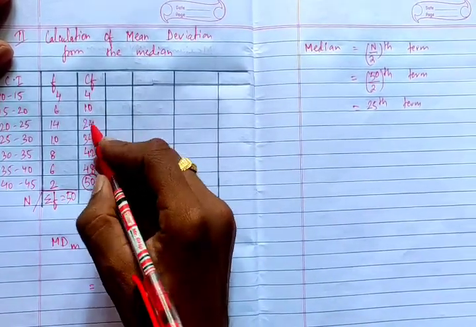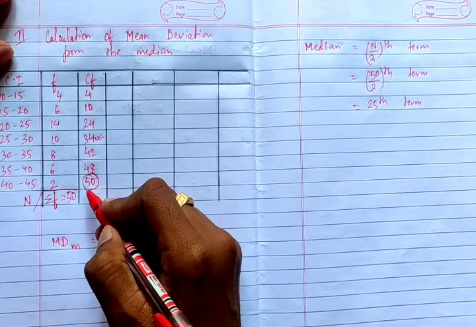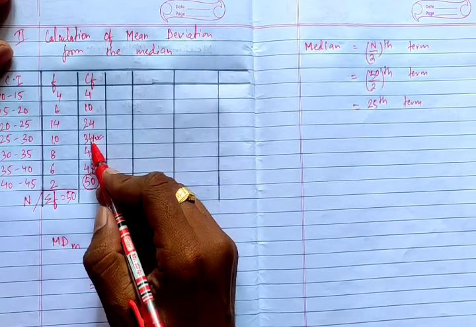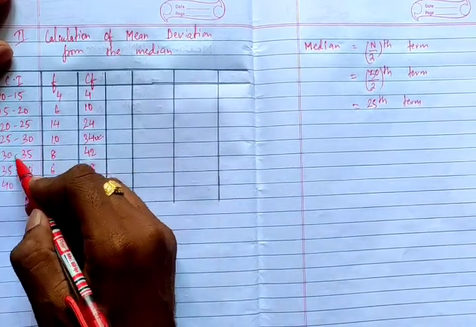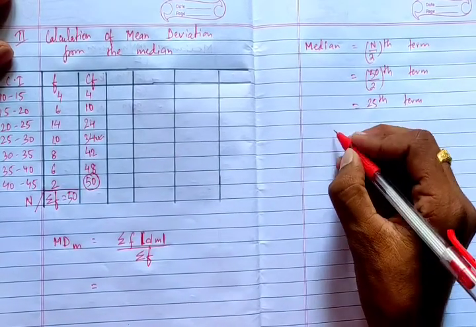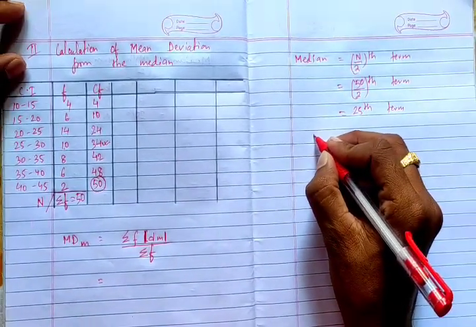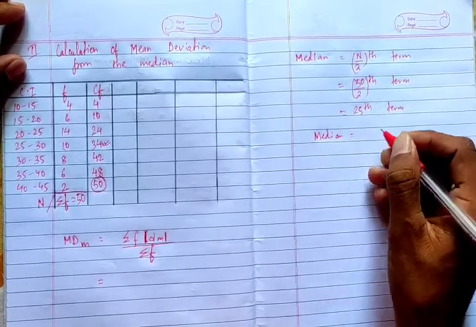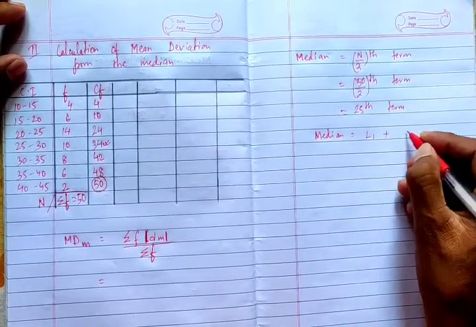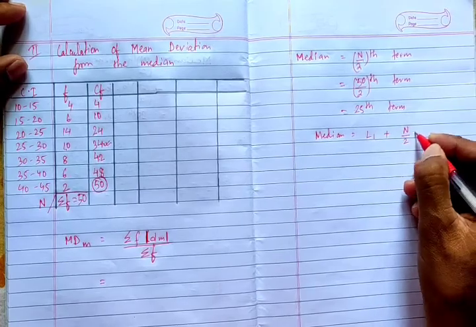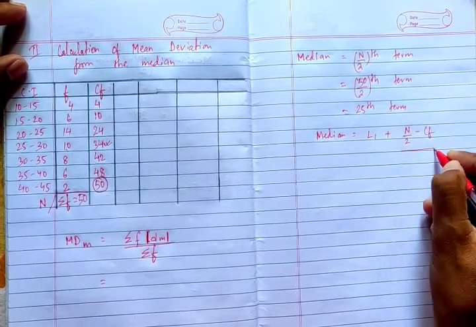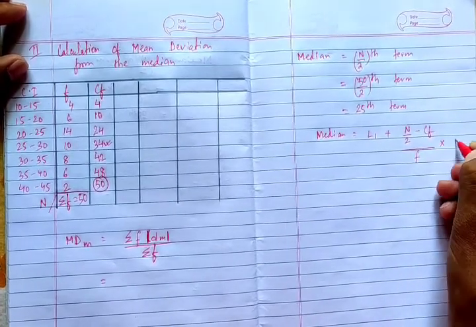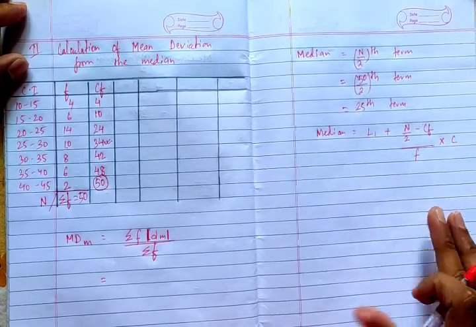Now we have to see where this 25 is lying in CF. So it lies here in 34. So what is the class here? 25 to 30. So for that again you have to use one more formula, that is median equals L1 plus n by 2 minus CF by F into C. So this is the formula.